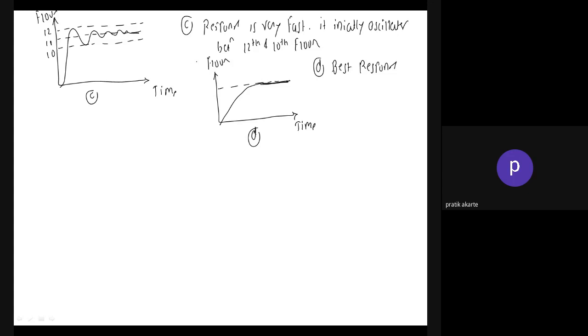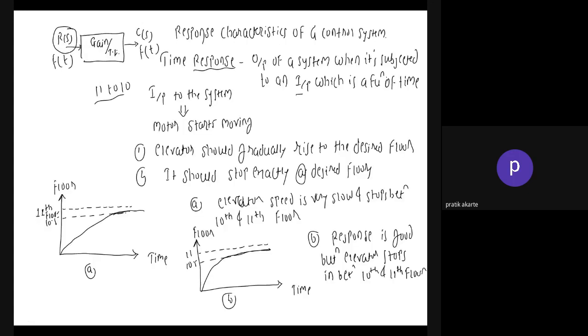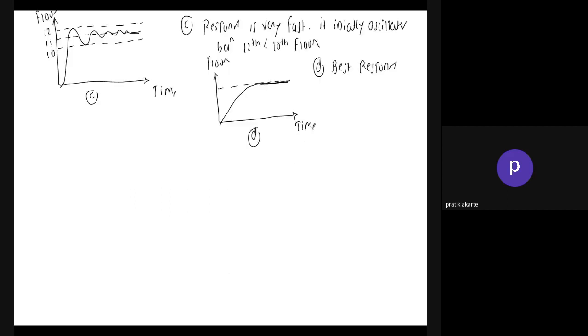Now, each of these four figures represents the time response of a control system. Whatever diagrams I have drawn over here, diagram A, B, C, and D, these figures represent the time response of a control system. In this case, it is an elevator. As said earlier, time response is the response of the control system, which is a function of time. Okay, now let us move forward.